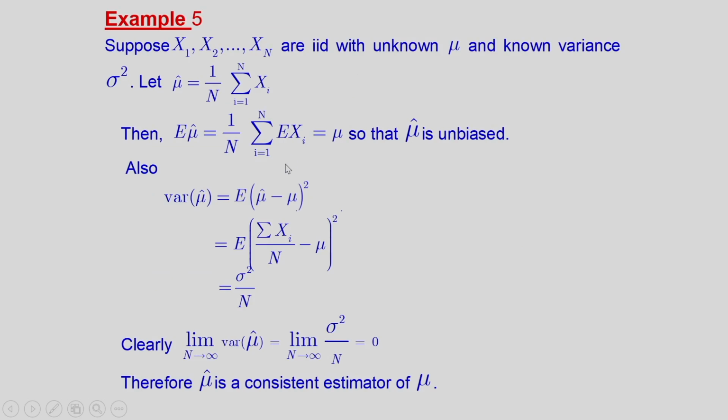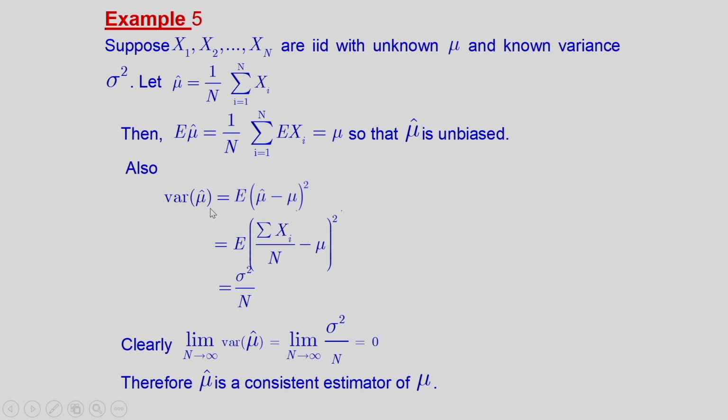Let us consider one example. X1 up to Xn are IID with unknown mu and known variance sigma square, and suppose mu hat is equal to 1 by n into summation Xi, i going from 1 to n. So E of mu hat will be equal to summation E of Xi divided by n. So that way it will be mu. So mu hat is unbiased.